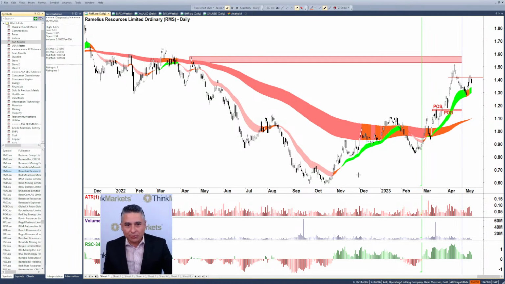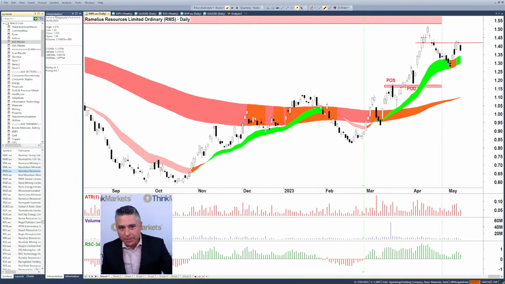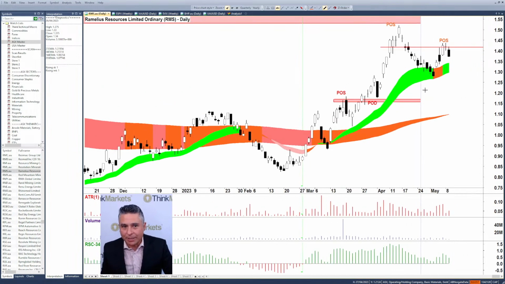Now, Ramelius Resources, we've got a little bit of a problem here today. I'm just concerned about, obviously, POS here and POS here. Look, it's not great, but it does give us a clear-cut point where we can say with confidence that if we close beneath that low, we're in a bit of trouble. So that low there is 1.28, and I would say close less than 1.28 equals minus 1/3 compulsory.